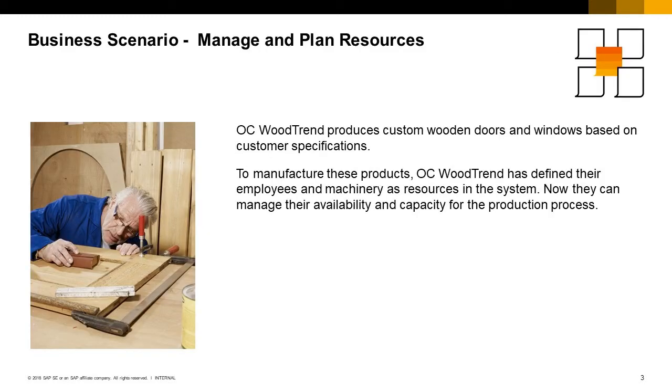In this example, we look at the company OC Wood Trend, which produces custom wooden doors and windows based on customer specifications. To manufacture these products, OC Wood Trend has defined their employees and machinery as resources in the system. Now they can manage their availability and capacity for the production process.